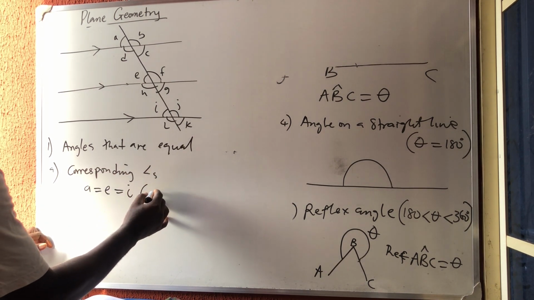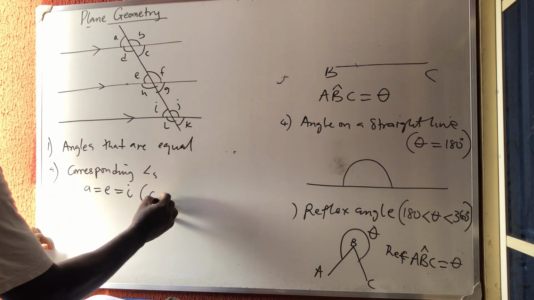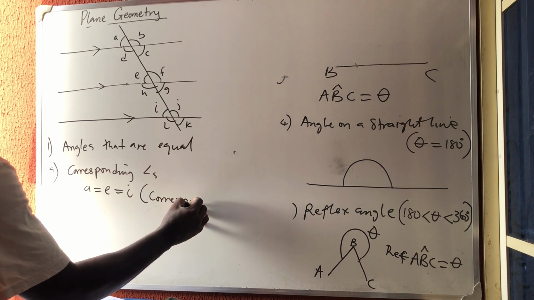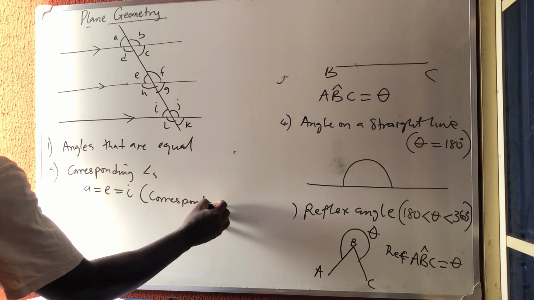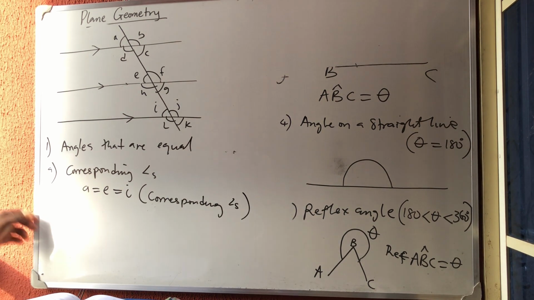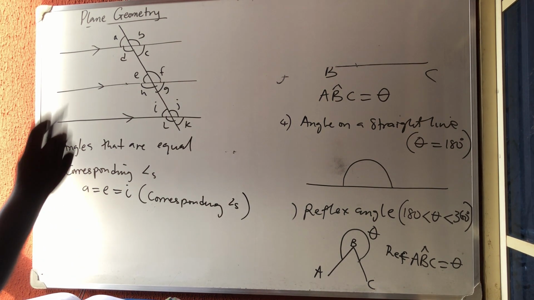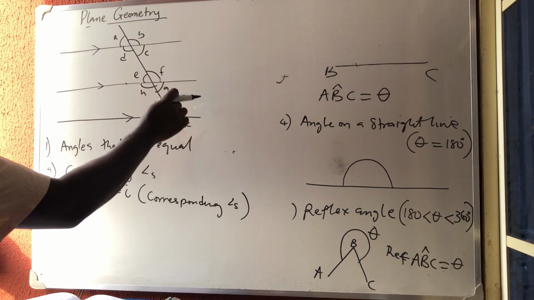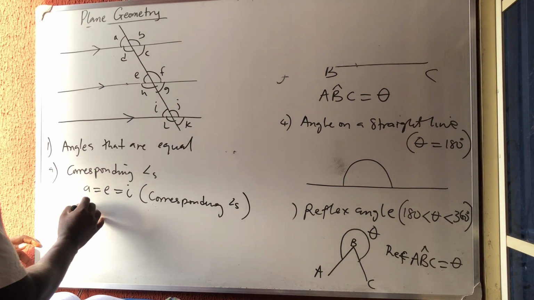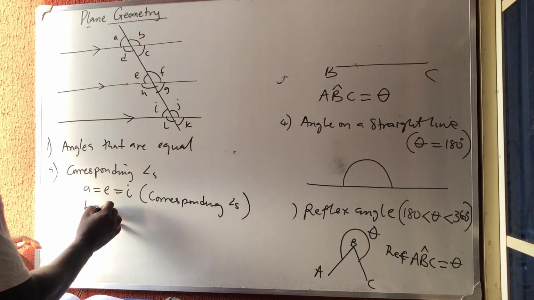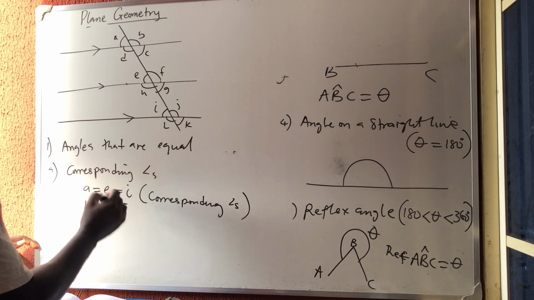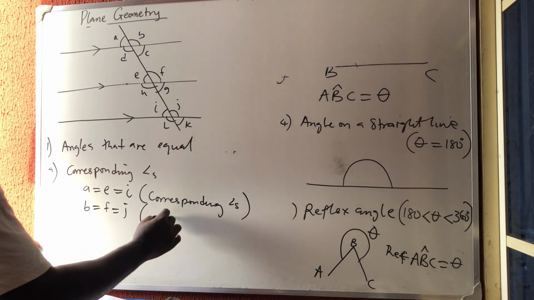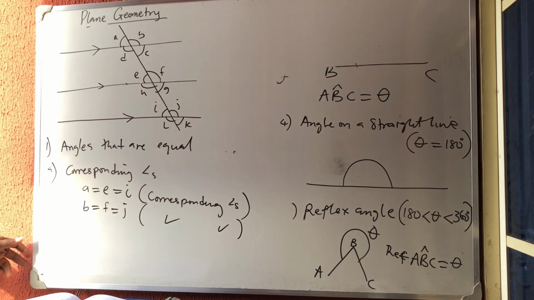And my reason is called what? You must put your reason. My reason is corresponding angles. Okay? So let's look for another one that is in the same position. Angle B, F, and J are in the same position. We say that angle B is equal to angle F, which is equal to angle J. And my reason for that is corresponding angles. They are corresponding to each other.